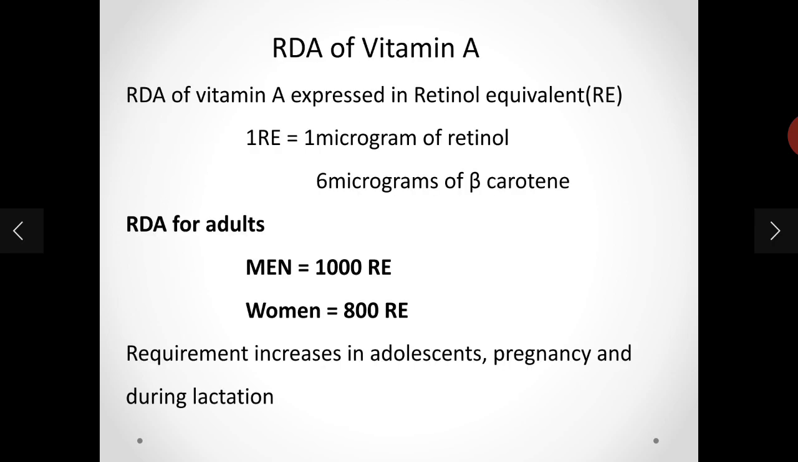Coming to the recommended dietary allowance, it is expressed in retinol equivalent. One retinol equivalent is equal to 1 microgram of retinol or 6 micrograms of beta carotene. In adults, for men it is 1000 retinol equivalents, whereas for women it is 800 retinol equivalents, and the requirement will be increased in adolescence, pregnancy, and during lactation.